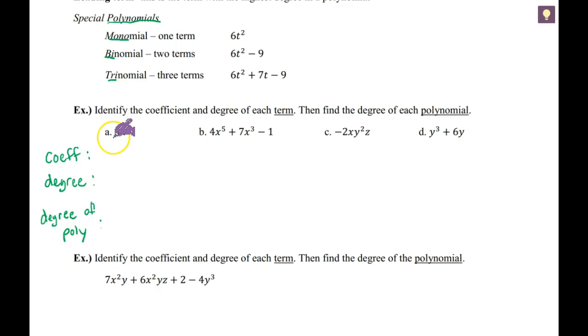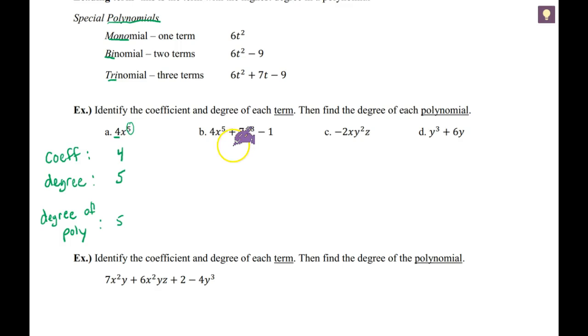This first one, the coefficient is 4. Right? 4 times x, that's the number being multiplied by the variable. The degree is 5. That's the exponent on the variable. And since there's only one term, the degree of this polynomial is also 5.